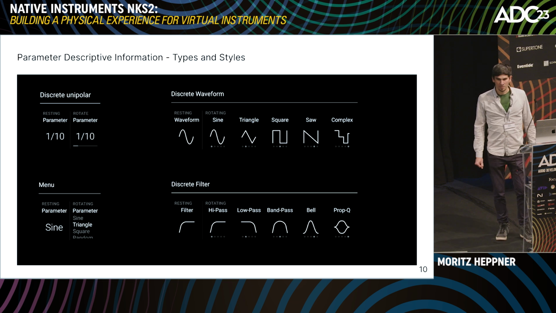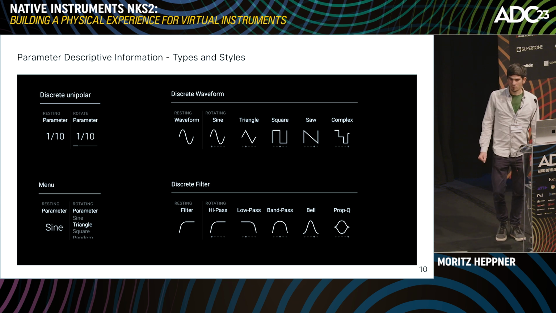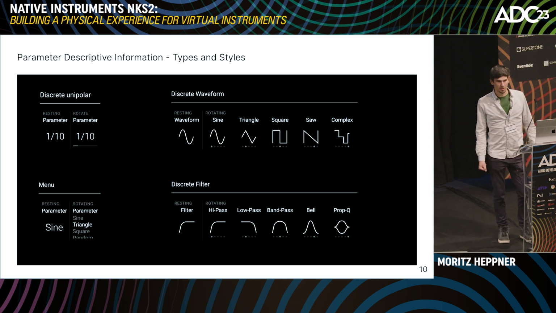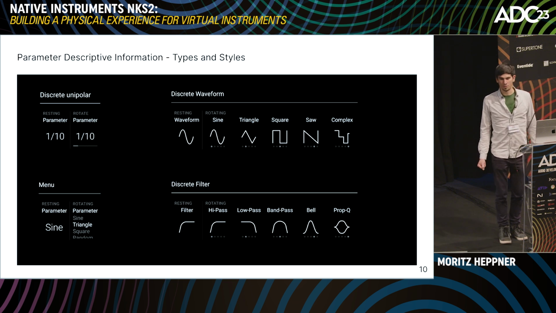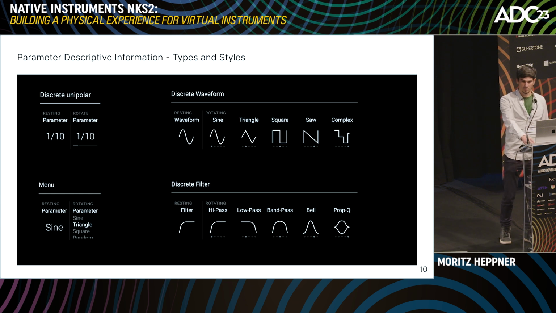For discrete parameters, there's also the value display style. And by the way, there's also a bipolar version of this one. There is the menu style, which makes the individual values of your parameter come up as strings in a list, so a user can see them next to one another. And then there's the discrete waveform and filter type styles, which are very similar to the menu style, the difference being that the currently selected value of a parameter shows up as an icon as opposed to a string.